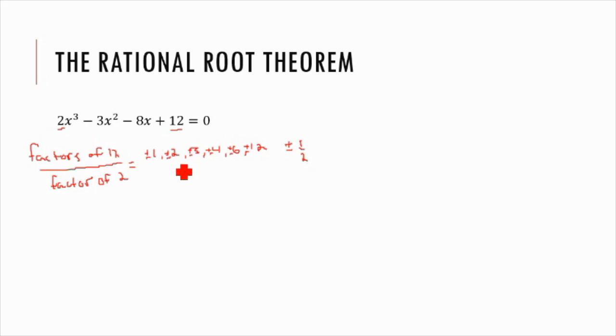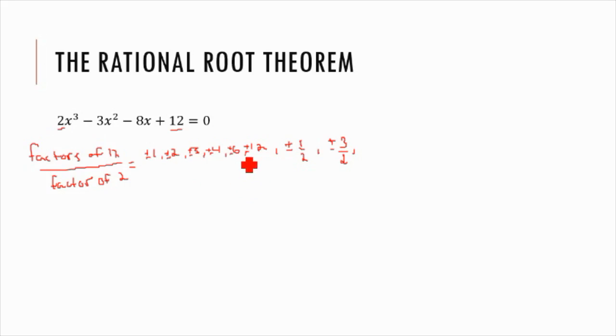Then I can have plus or minus 2 over 2. Well, that's just going to give me plus or minus 1, so I already have that in my list. So I don't have to include that. Plus or minus 3 over 2. I don't have that yet, so I'm going to include that over here in my list. Plus or minus 4 over 2. Well, that's just going to give me 2, so I don't need that.